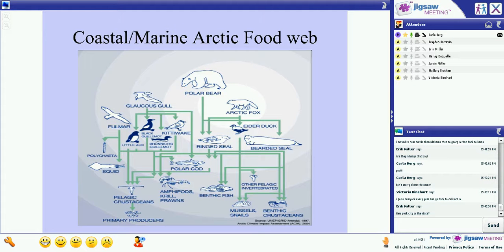Now, we looked at a food chain of the coral reef. Now let's look at a food web.